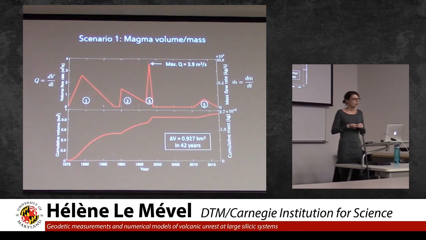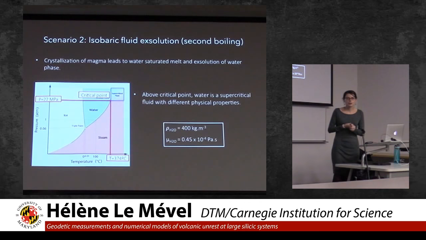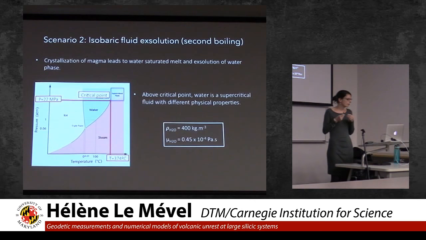So okay, let's talk about scenario two. Scenario two was about the isobaric fluidic solution, also called second boiling. As I said, the long-term crystallization of magma leads to a water-saturated melt, and later to the exsolution of water phase. Since we are at 6 kilometer depth, or 4 kilometer depth, about 100 megapascal for the pressure, 600 degrees for the fluid, we are above the critical point for water.